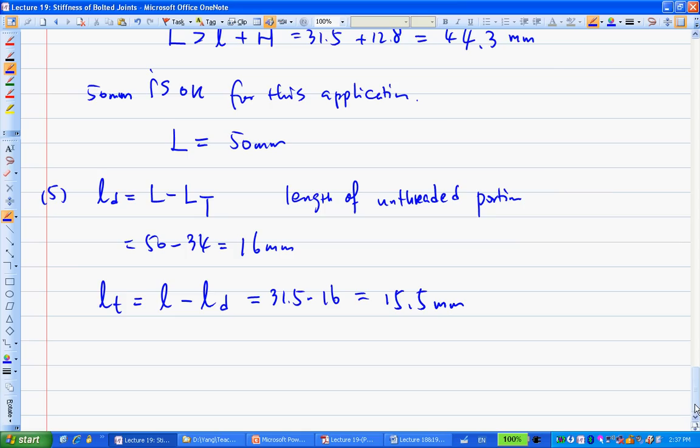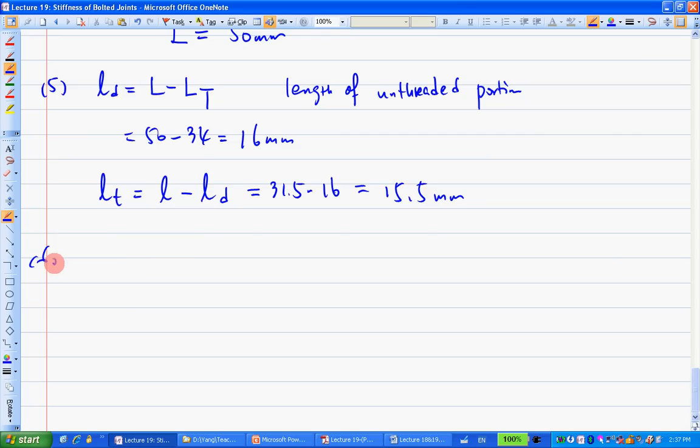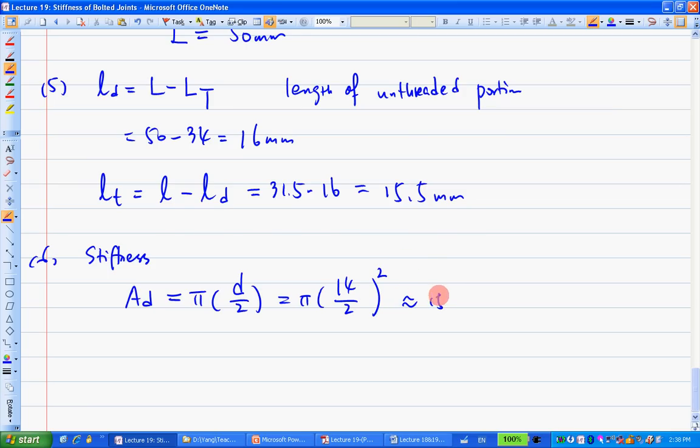So the last step is to calculate the stiffness. To calculate stiffness, we need to know the AD value. AD is pi D over 2, pi times 14 over 2 squared, which is 154 millimeter square.